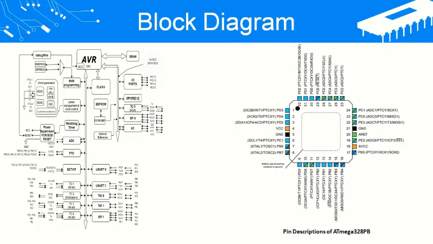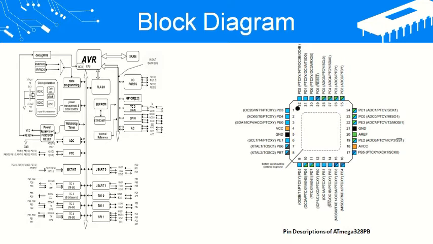Basically, ATmega328PB is a low power CMOS 8-bit microcontroller based on the AVR enhanced RISC architecture. It contains an instruction set with 32 general purpose working registers, and all 32 registers are directly connected to the arithmetic logic unit, allowing two independent registers to be accessed in a single instruction executed in one clock cycle.